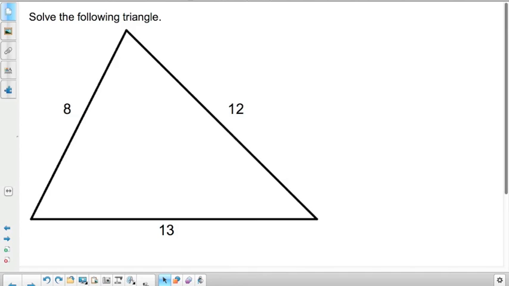Okay, new question. This guy. Solve for the following triangle. Okay, let's do this quickly. We got 25 minutes.